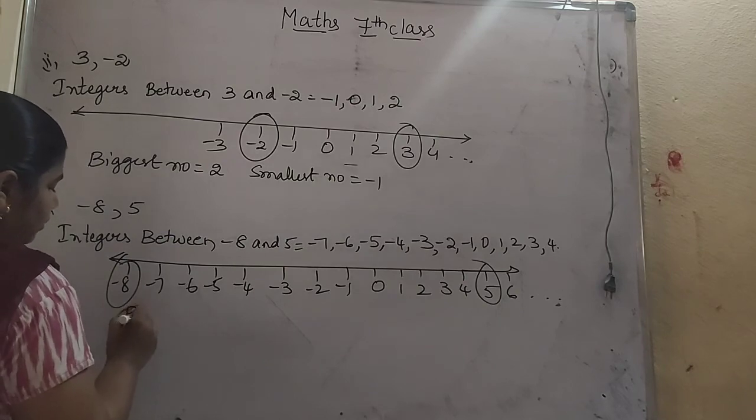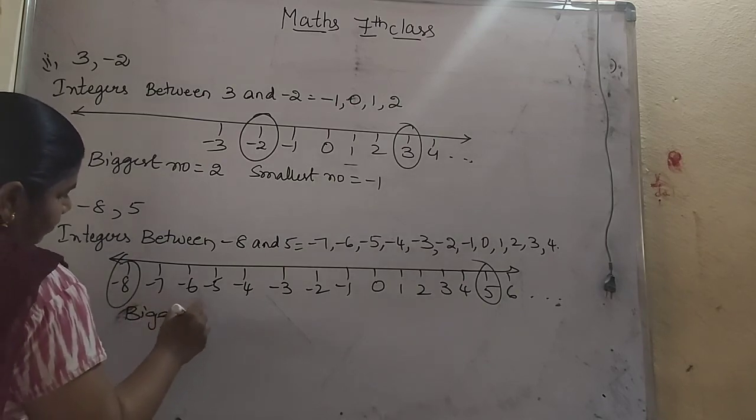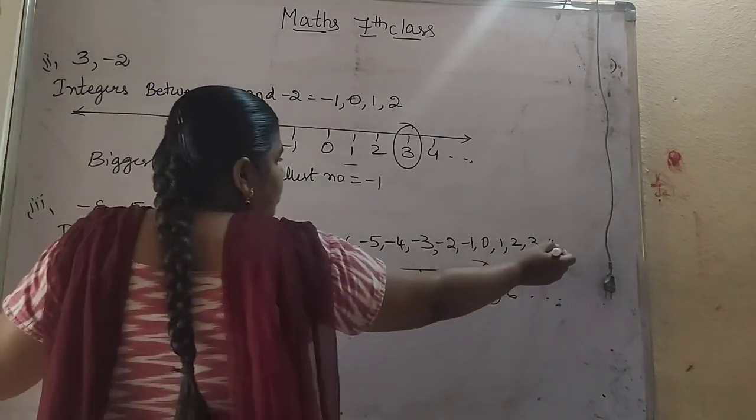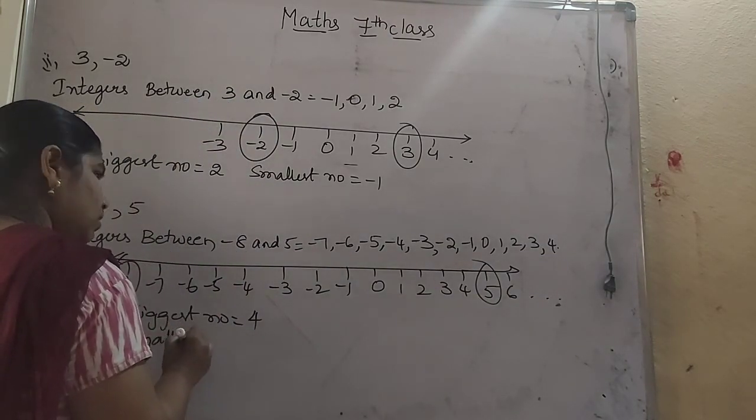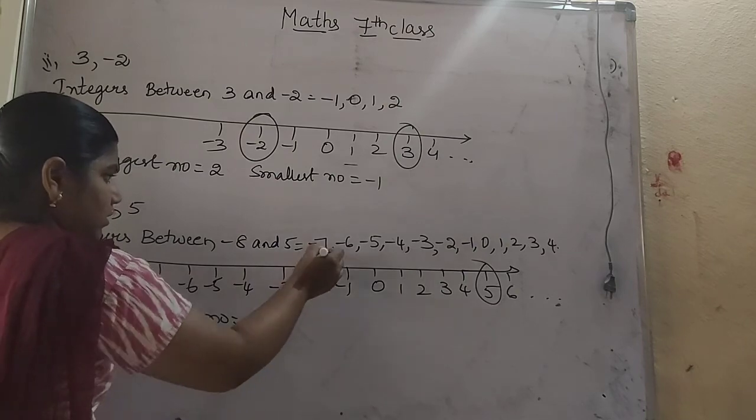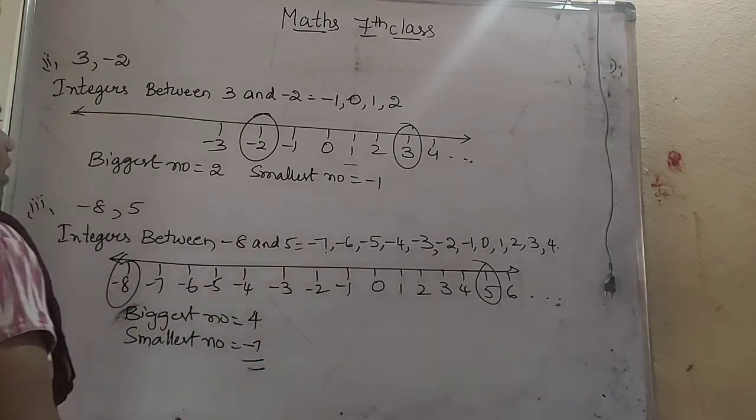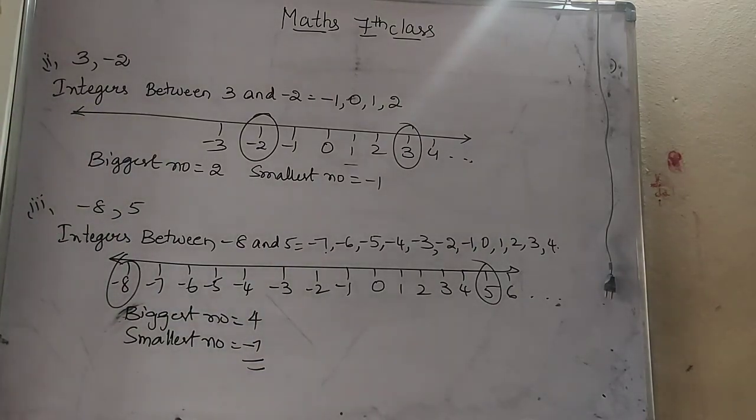Okay. So in this, what is the bigger number and which is the smallest number? What is the biggest integer here? The biggest number is 4 and the smallest number is minus 7. So this is how you will write the integers between any two integers, and what is a bigger number and what is a smaller number.